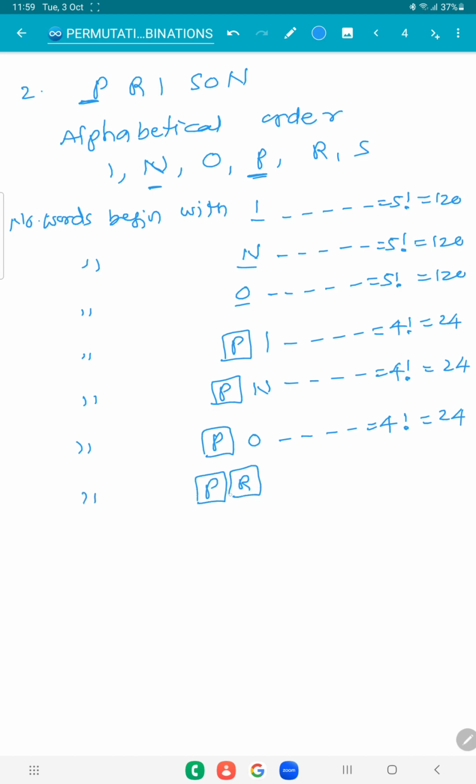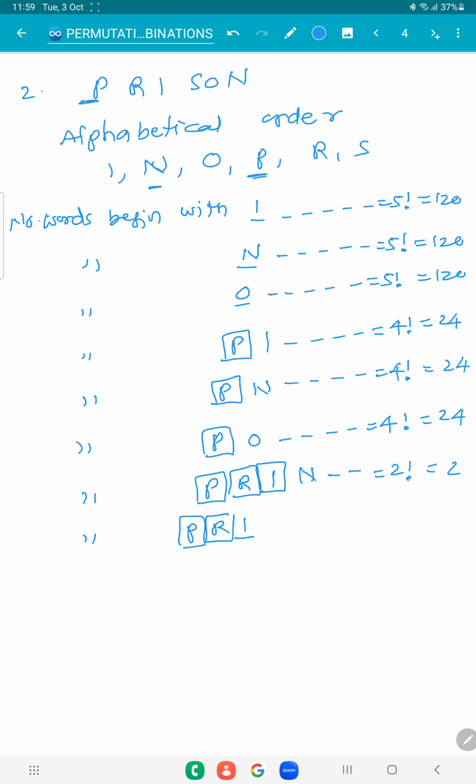Come forward, R. R is also needed. Lock that. I is needed. I is also locked. Next we have N. So we have only 4 letters. 6 letters. So this is equal to 2 factorial. That is 2 only.